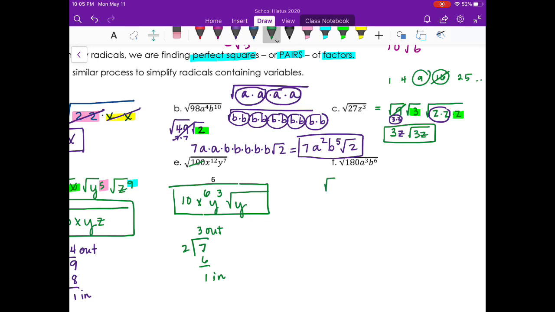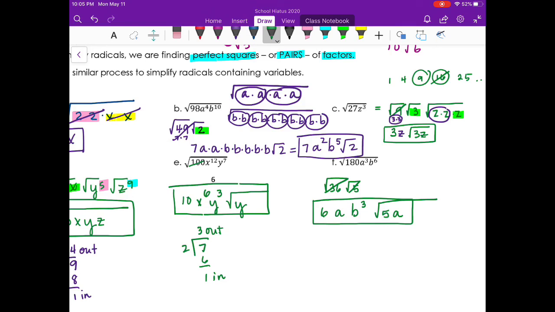So you'll do 36 times 5 is 180, and then the square root of 36 is 6. Leave some space and put your 5 on the inside. And then a to the 3rd, you're going to get a pair of a's with 1 left over. And then b to the 6th, 6 divided by 2 is 3. So you get 3 pairs of b's there.